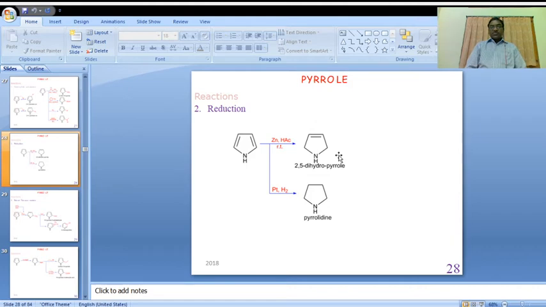But in presence of a strong reducing agent like platinum, this reaction after reduction gives pyrrolidine. Pyrrolidine is a purely saturated compound, a completely reduced compound. Is it clear, all of you? Is there any doubt in this reduction reaction?